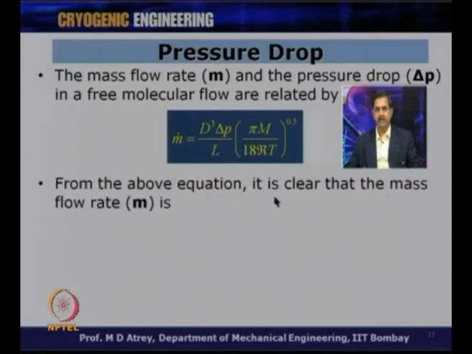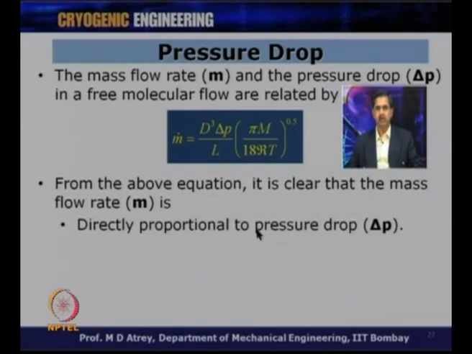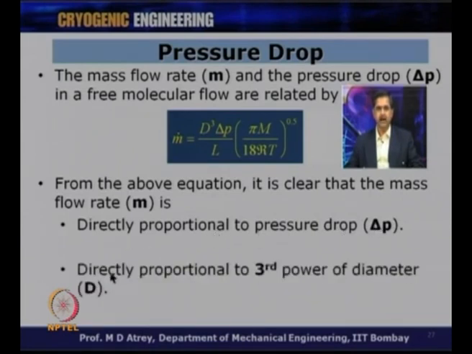From the above equation, it is clear that the mass flow rate m dot is directly proportional to the pressure drop delta P and directly proportional to the third power of diameter. This is what we have understood.